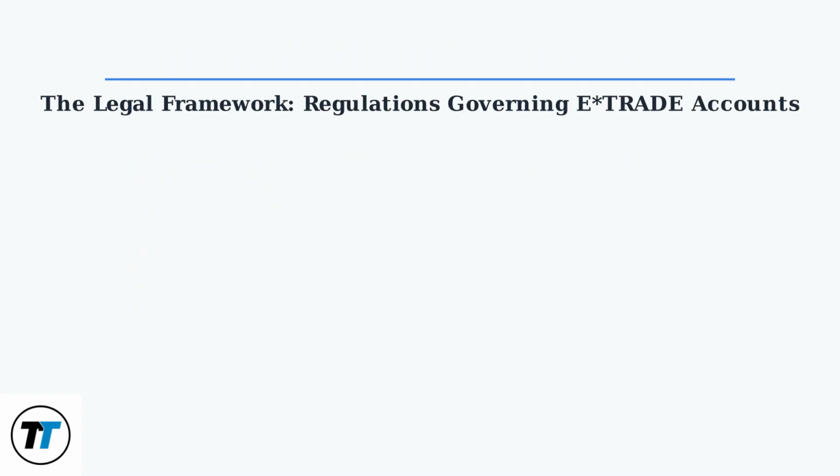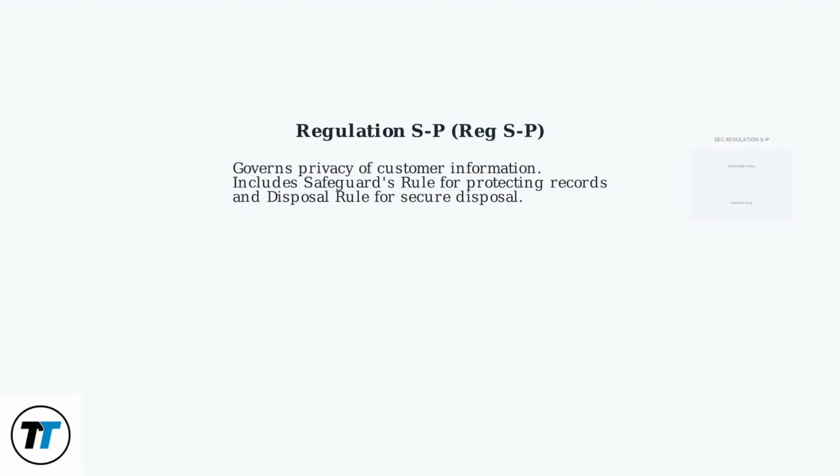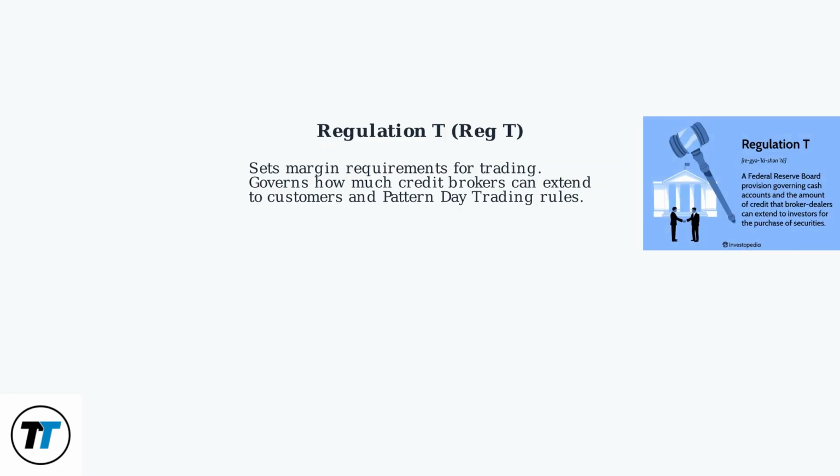E-Trade operates under strict regulations designed to protect investors and maintain market integrity. Regulation SP focuses on privacy, requiring brokers like E-Trade to safeguard customer records and dispose of them securely to prevent data breaches. Regulation T establishes margin trading rules, including credit limits and pattern day trading restrictions, to manage risk in leveraged accounts.